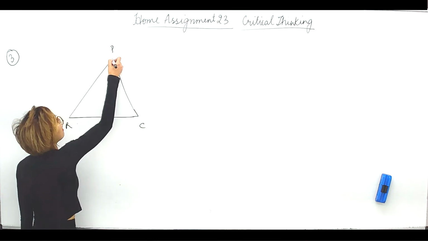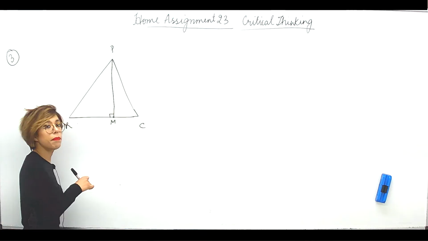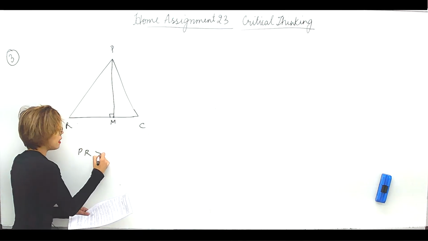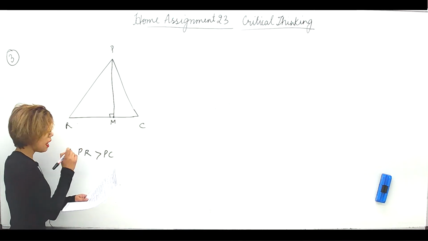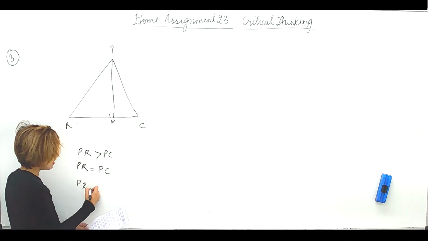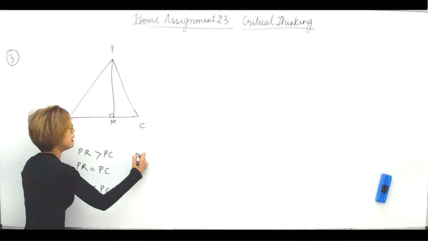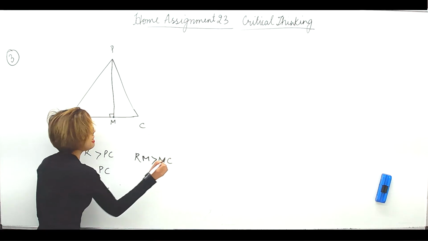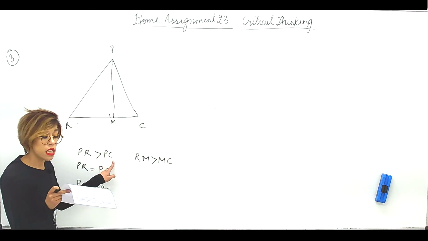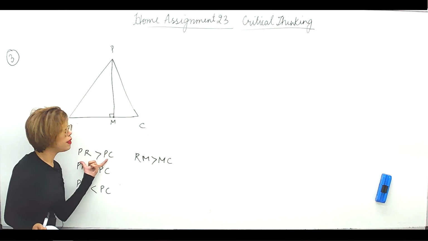PRC. Right, and I am dropping a perpendicular from P, and this point is M, and this is 90, right? Okay, now he says, prove that PR is greater than PC, PR is equal to PC, and PR is less than PC, according as RM is greater than MC. Now, I am a bit skeptical. I mean, what does he mean? Prove that PR is greater than PC, according as RM is greater than MC. You have to prove this.